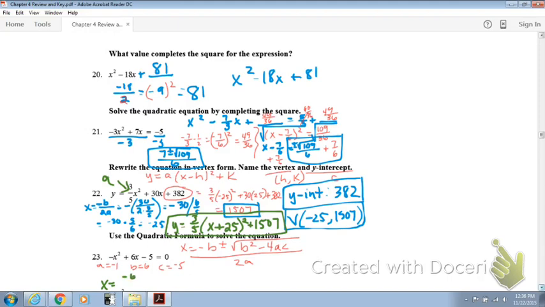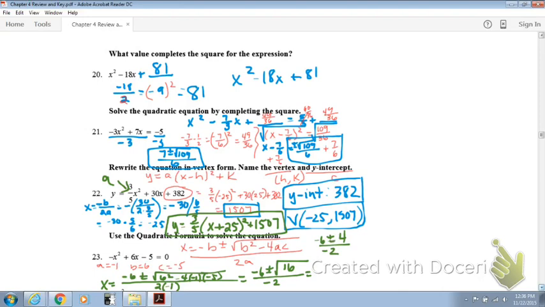So negative b, which is negative 6, plus or minus the square root of 6 squared minus 4 times negative 1 times negative 5 all over 2 times negative 1. So that's negative 6 plus or minus the square root of, under the radical, we're going to have 36 minus 20, so that's 16, over negative 2. And so that's negative 6 plus or minus 4 over negative 2.